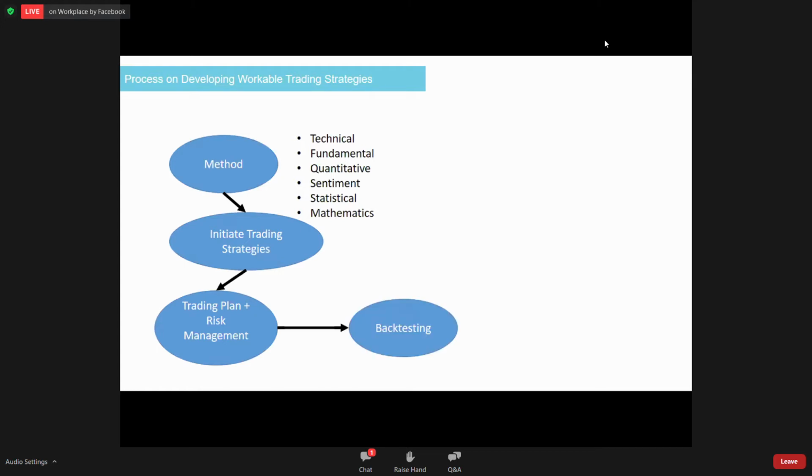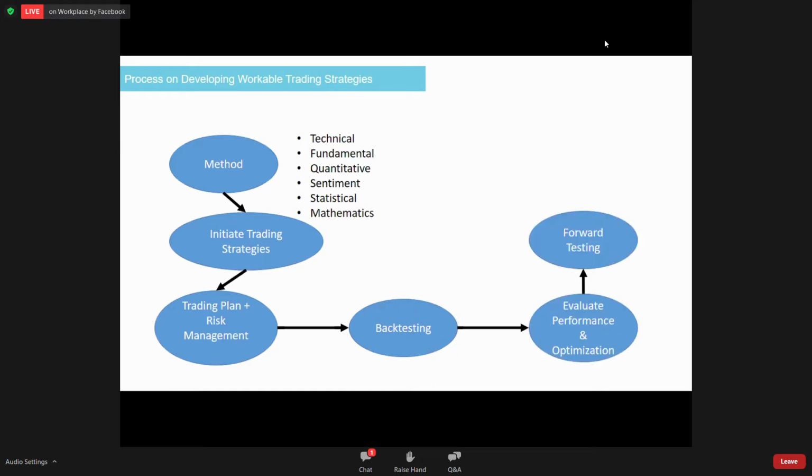After we have that, we will go into backtesting and evaluate the performance. Then we will do forward testing. Forward testing was in the first webinar, where I presented to you using the crude oil market and the MACD indicator. That is a kind of forward testing.